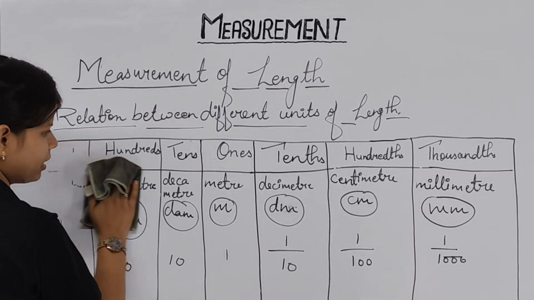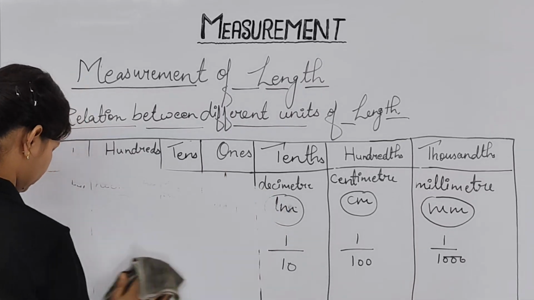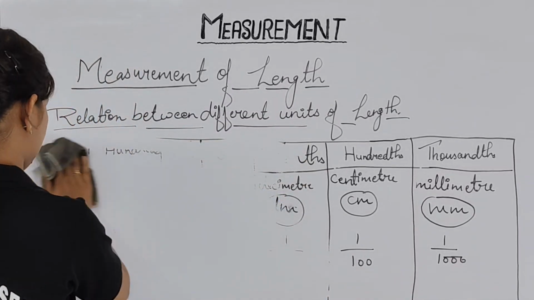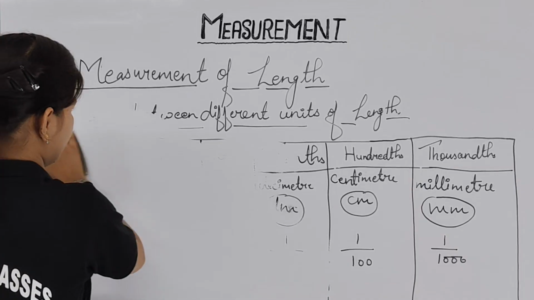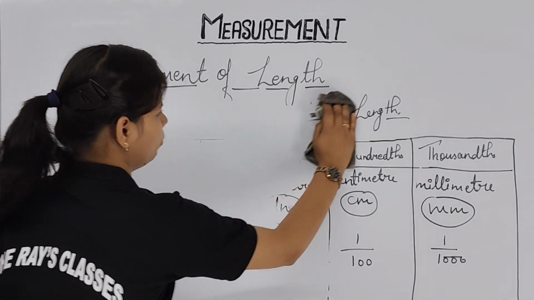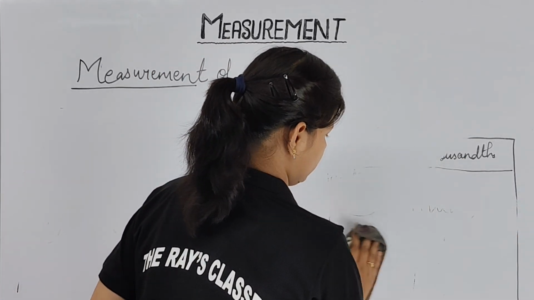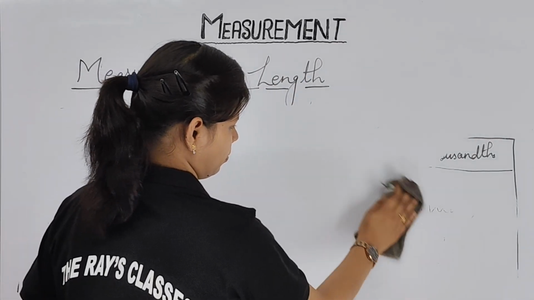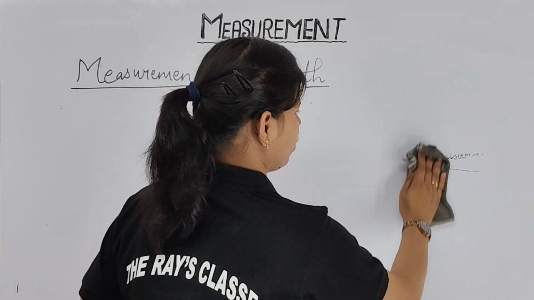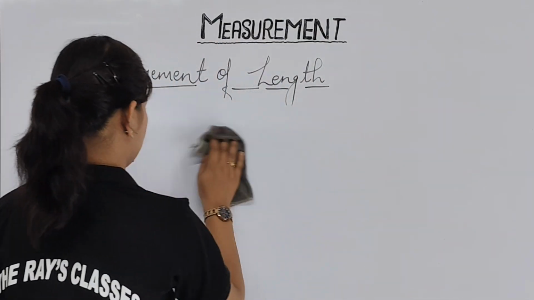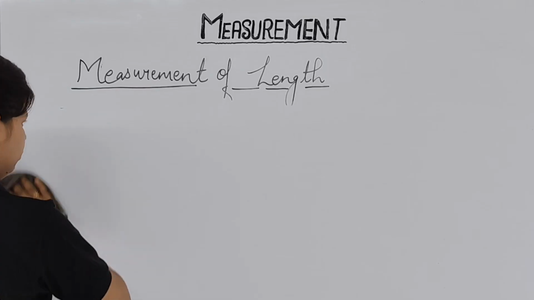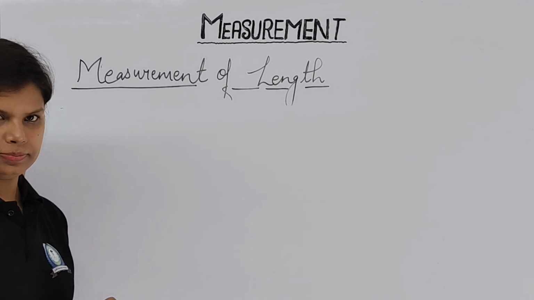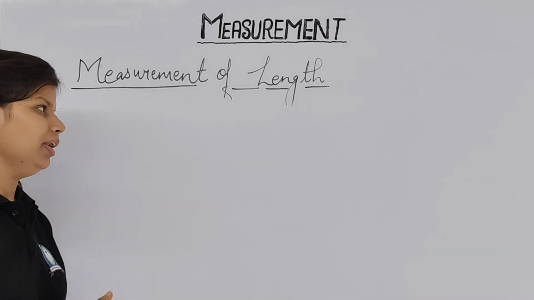Now, next of ours is what? We are going to learn about its conversion. Now I am going to erase it completely. Clear? And after erasing this, I hope you have taken the screenshot as well. Let's solve some examples.